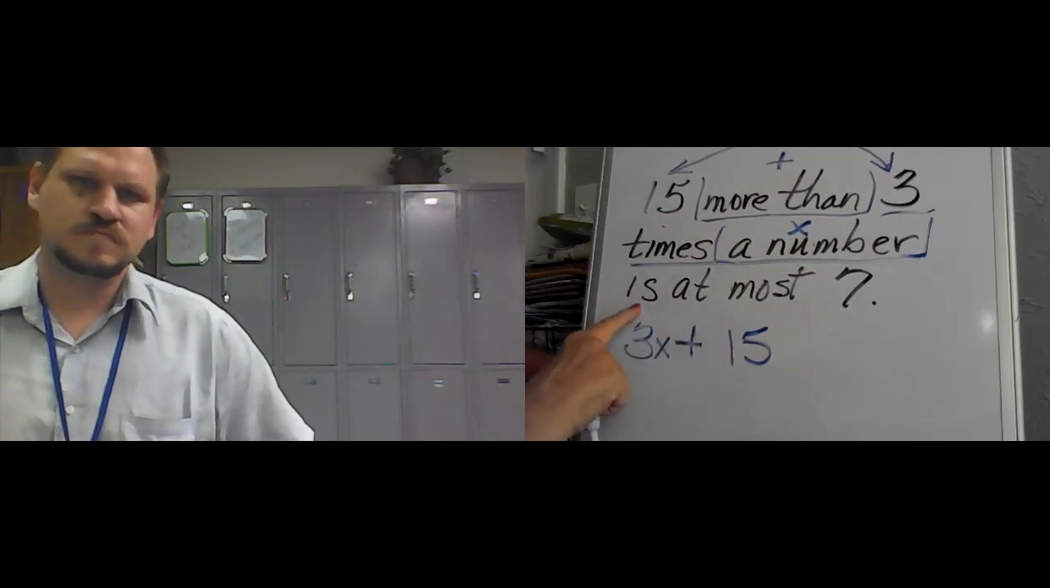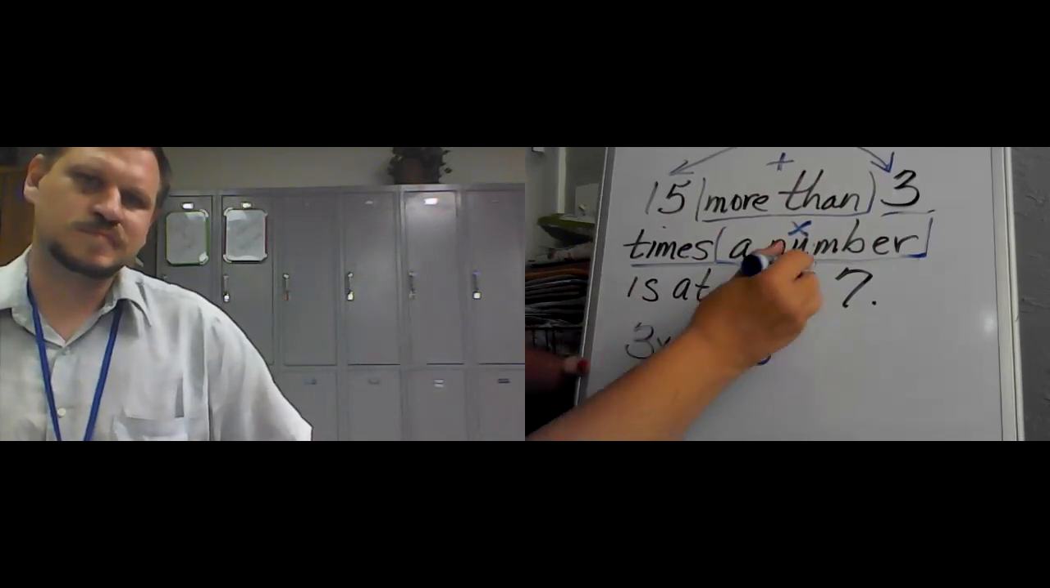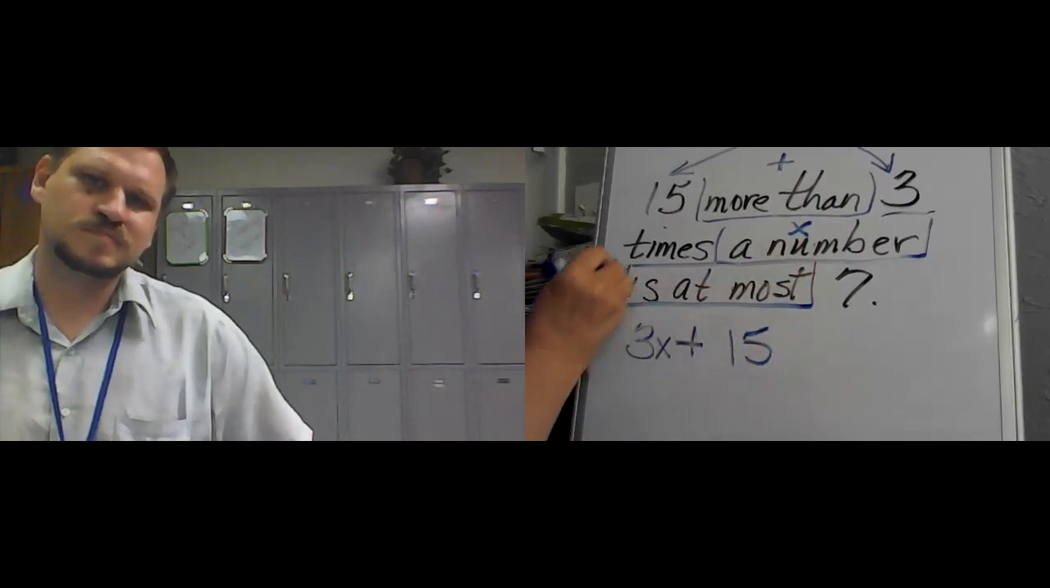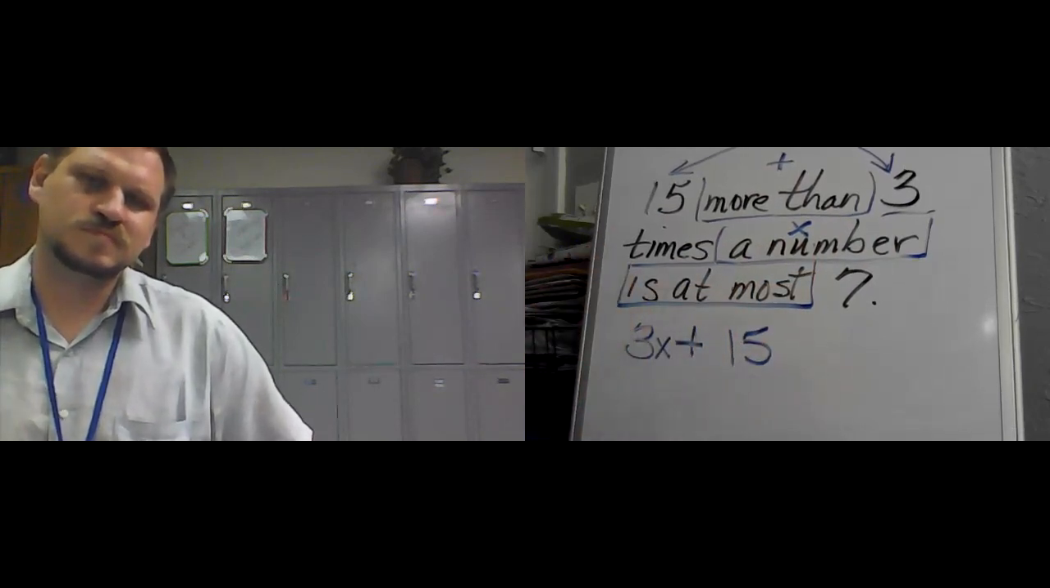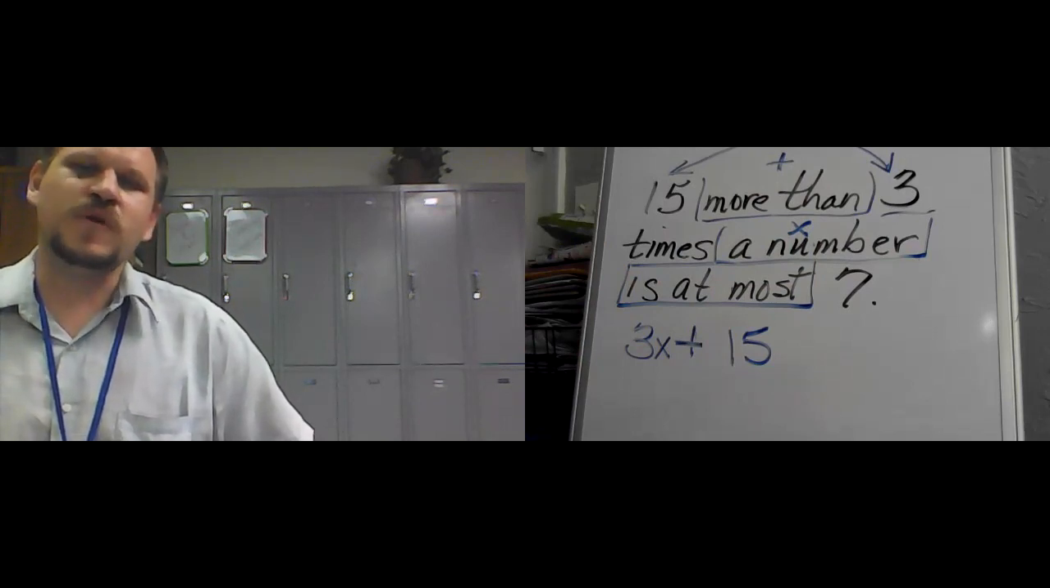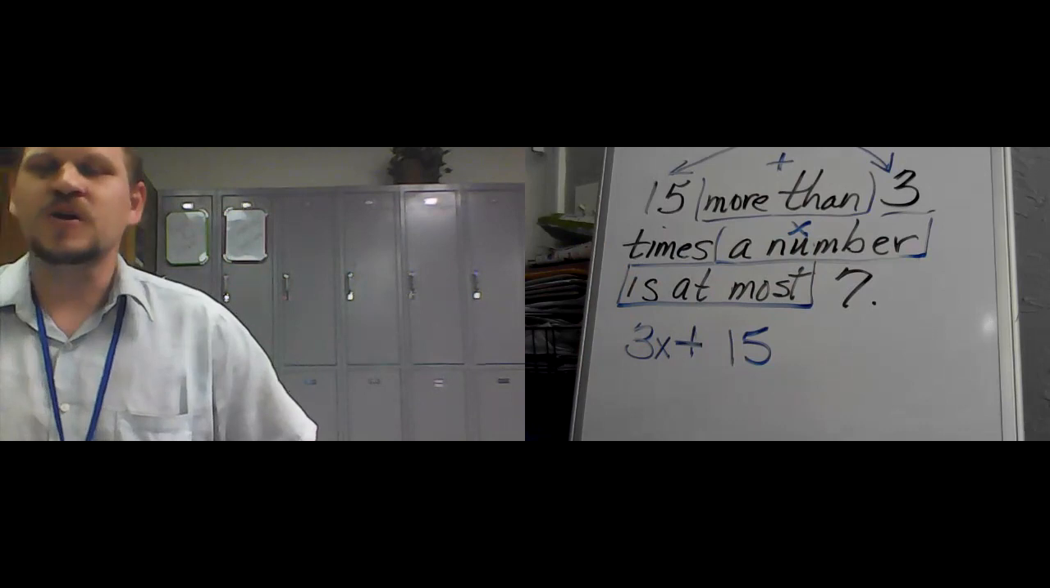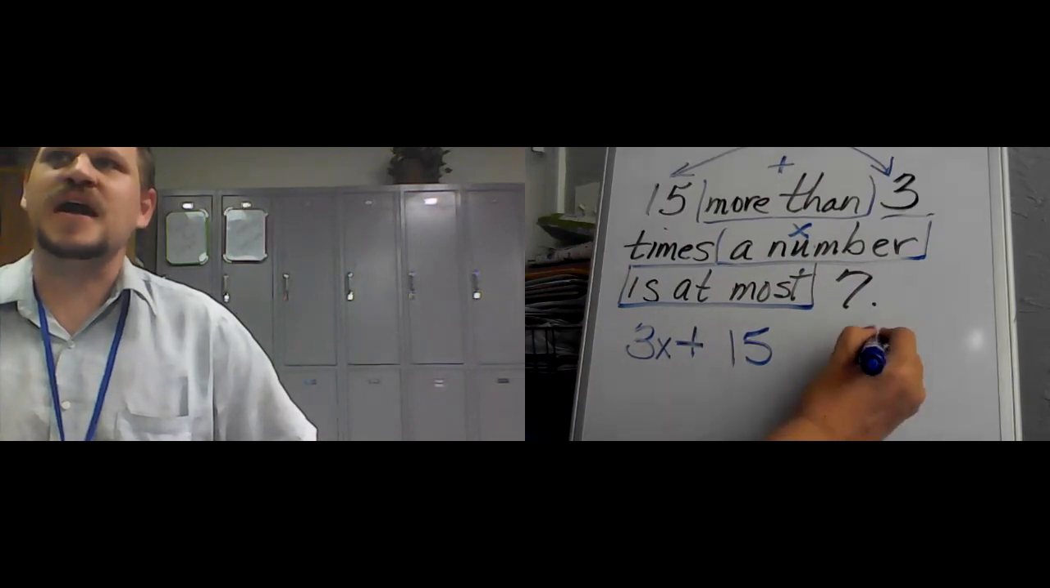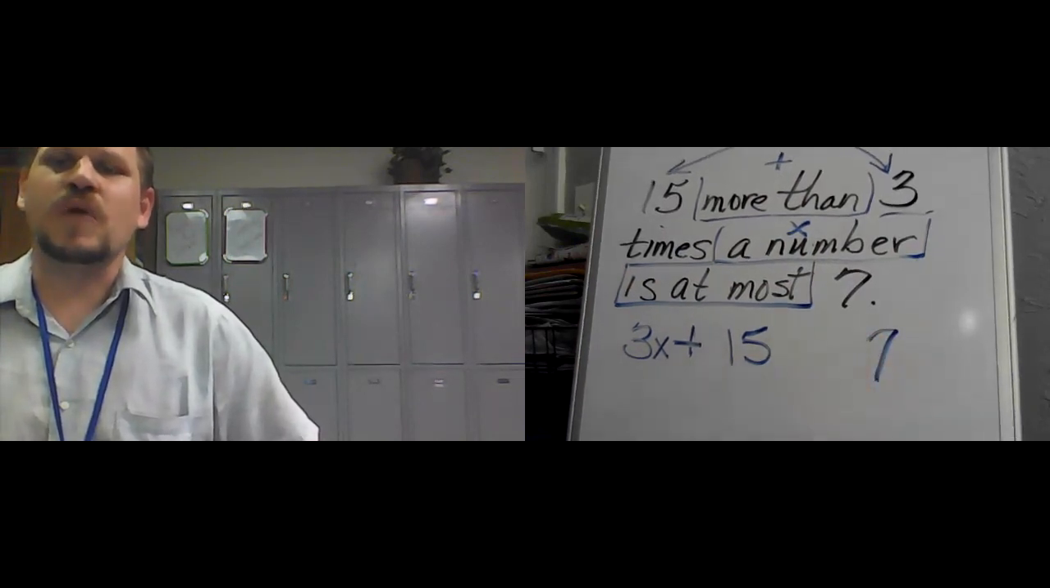Then it says is at most. So we know that that's an inequality sign, right? Yes. At most. So the most I can have is 7. The most. And that's one that we ran into before, which is the same thing as less than or equal to.